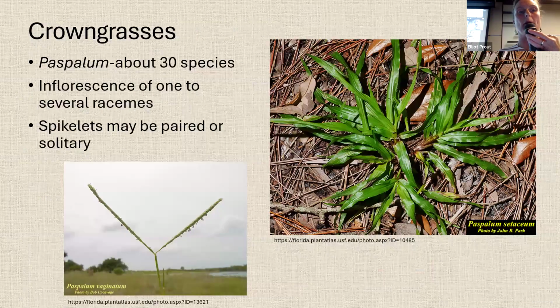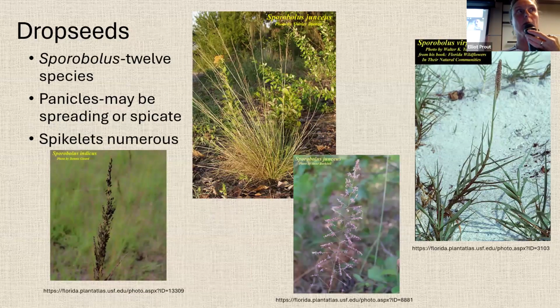All right, so crown grasses, the Paspalums, of course, these are super common. Usually the inflorescence is made up of several racemes. Sometimes they're split, like this one, Paspalum vaginatum, or Bahia grass, very similar, or a very common grass, Bahia. The drop seeds, we have a drop seed that dropped in tonight, so you guys can actually go back and look at it.